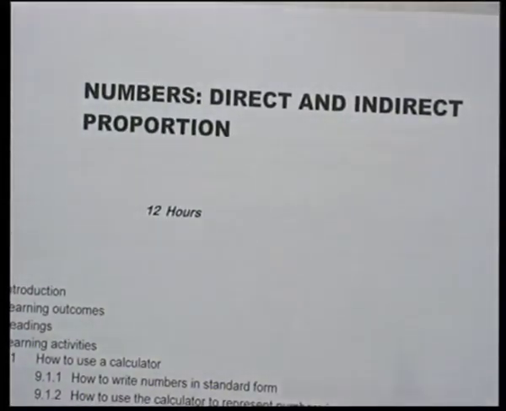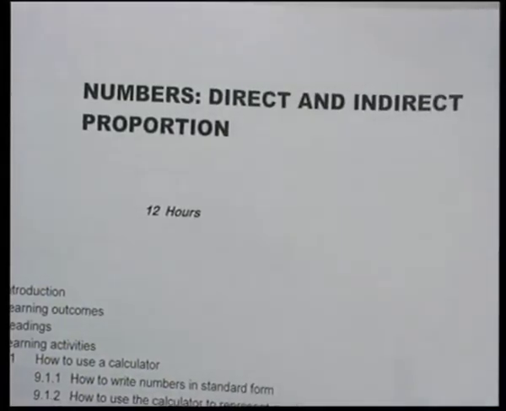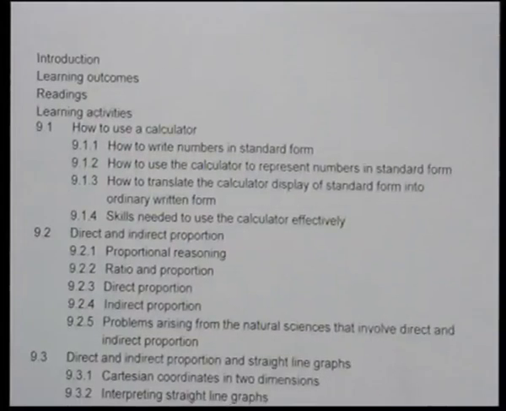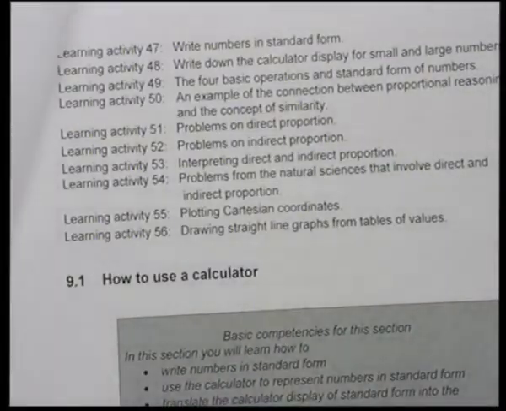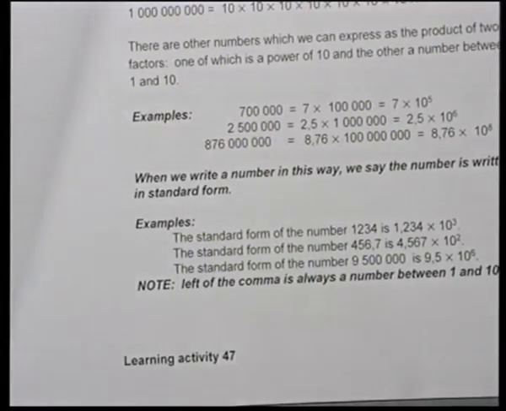There are some learning activities that could be done. And the summaries you can always read through. Right, that's the one on the volumes and the area. The next topic is on direct and indirect proportion with all the activities that could be done, outcomes, the basic competencies, and then some examples.